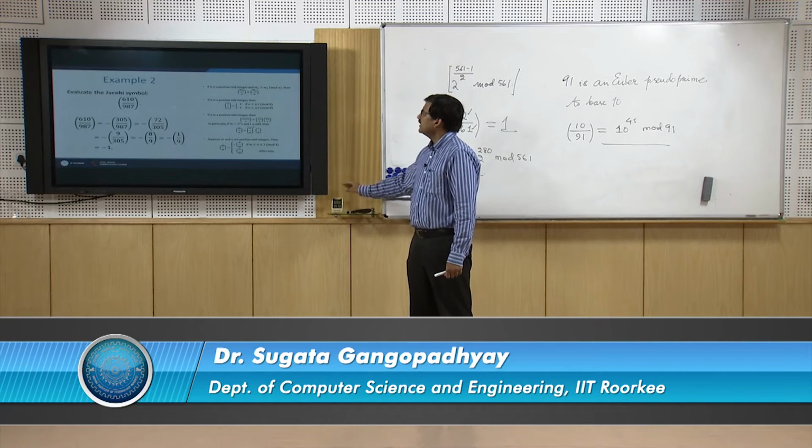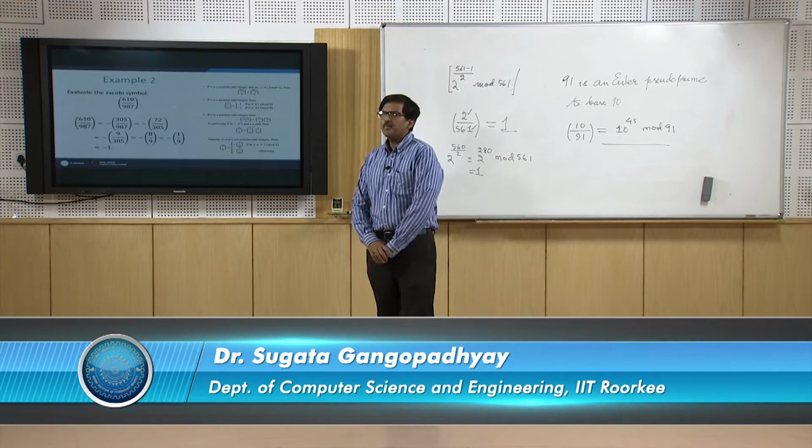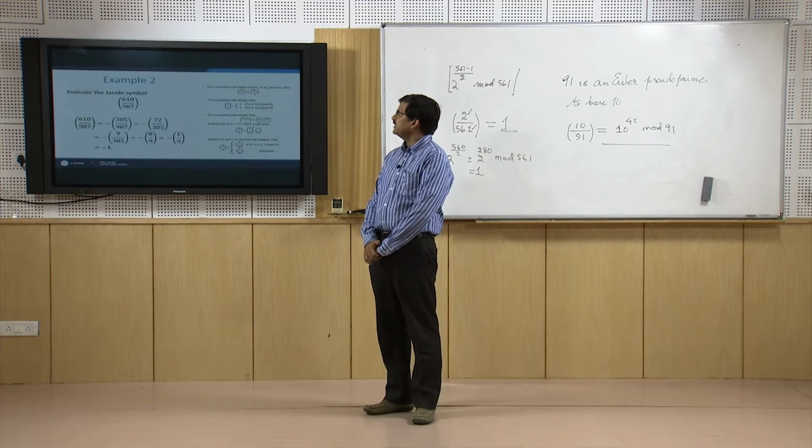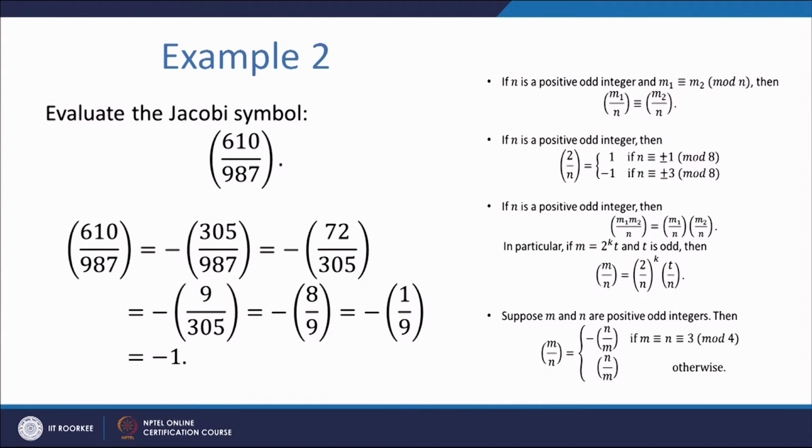Now, let us look at another problem. This is a problem related to computation of Jacobi symbols. Suppose we have got two numbers 610 and 987, and we would like to know the value of the Jacobi symbol 610 by 987. So, we will take this strategy, we will use the rules that we have already studied. So, let us see how to use them.